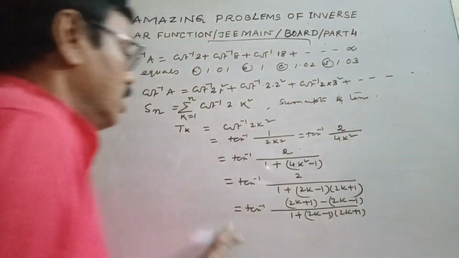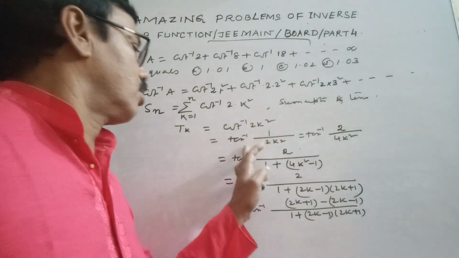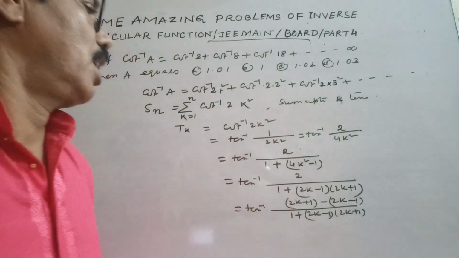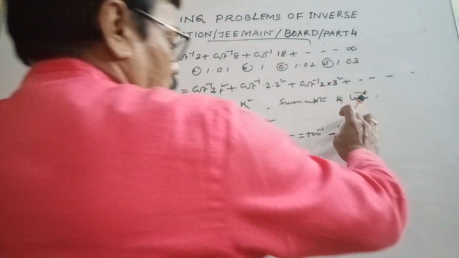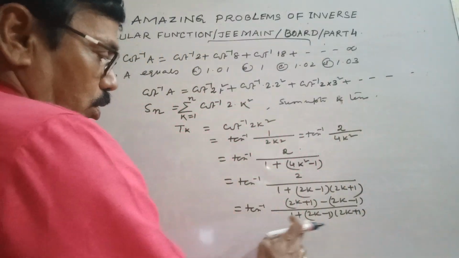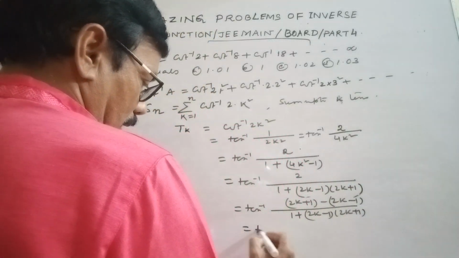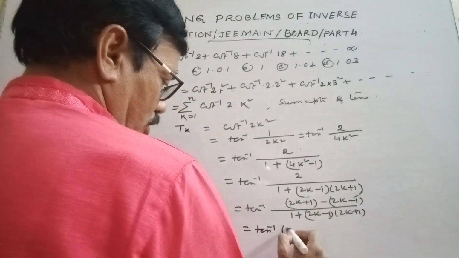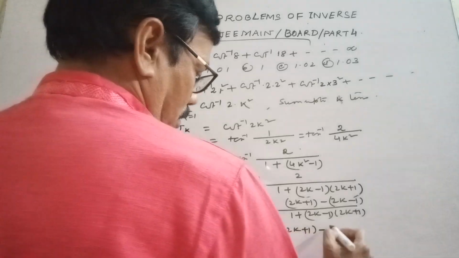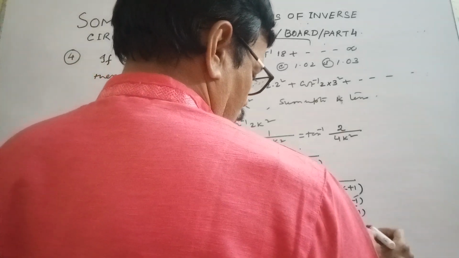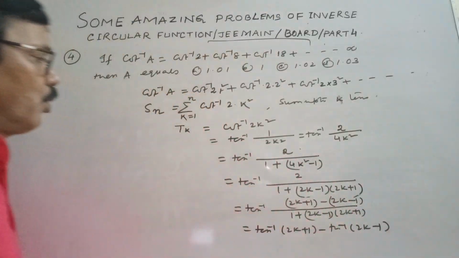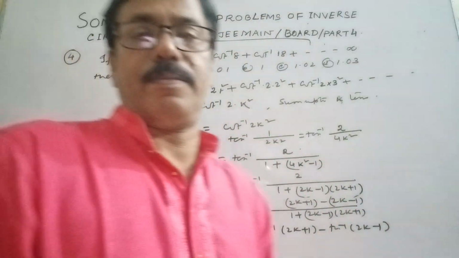So this is our main one, cot inverse, so tan inverse as it is. And we are multiplying by 2. Why are we multiplying by 2? Because the difference of this is 2. And this is our main one, tan inverse (2k plus 1) minus tan inverse (2k minus 1). So this is Tk.